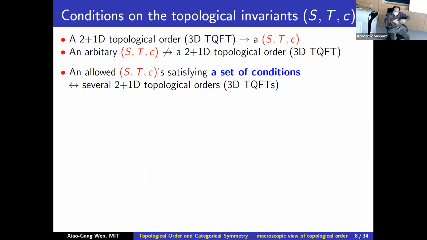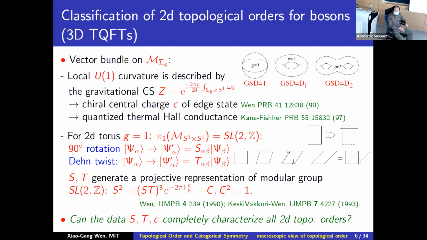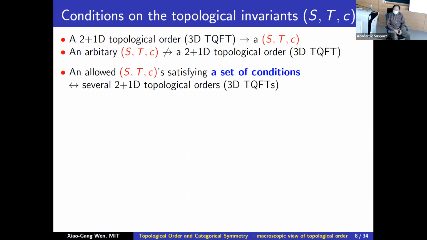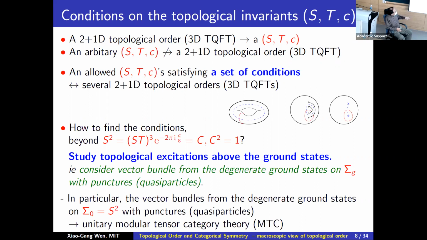Now suppose we are just given data STC which satisfies this condition. We can find many triplets that satisfy this condition. Then the question is: do they describe a topological order for every possible choice of triplet? The answer is no, the condition we have is too weak. So actually, we need to find more conditions to restrict the allowed STC. We hope we find enough conditions so that the STC satisfying those conditions always corresponds to a topological order. But maybe not one, maybe several, because STC is not full data, it's partial data. So the key question is how to find more conditions. Yeah, that is the question.